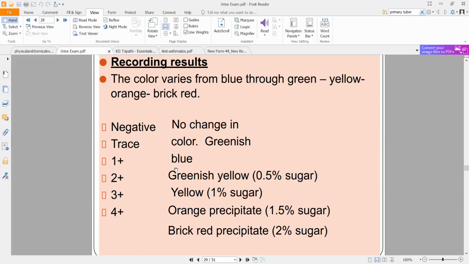If you get no color change at all, if it remains bluish, that indicates negative, meaning there is no glucose in your urine altogether. Patient's result is completely normal. All right. Trace amount will be slightly greenish. Again, as you keep on going plus plus plus, you will get specific colors. If it is +1, it will be blue. If you get +2, it is greenish yellow. Green comes between blue and yellow. If you mix blue and yellow, you will get green.